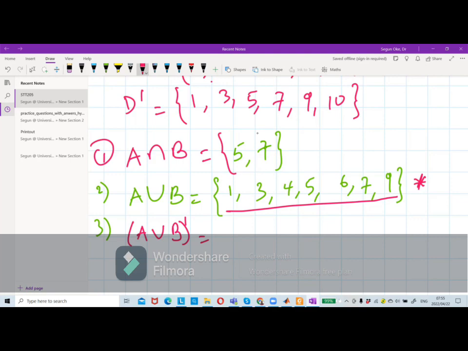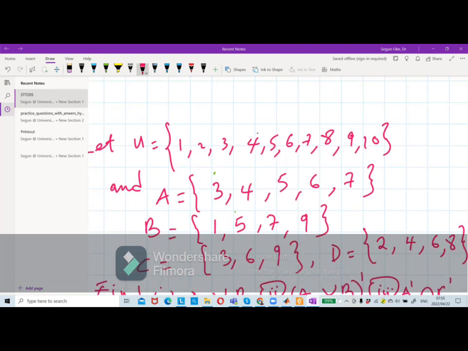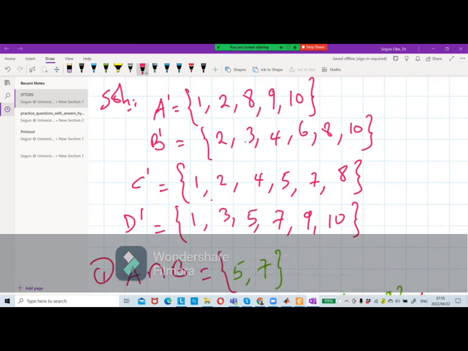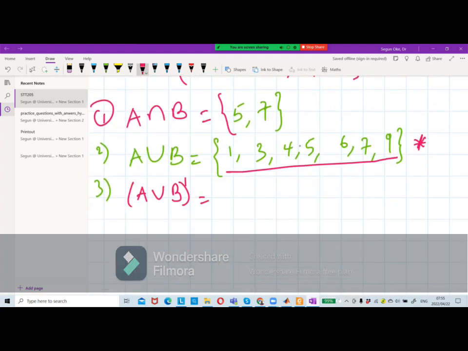So we will go to the universal set. That is, we'll compare it with the universal set. The universal set is here. Any element in the universal set that is not in A union B will be the complement of A union B. So let's look at them. 2 is not here, and it's in the universal set. Yes, 8 is not here, and it's in the universal set, and 10 is not here but is in the universal set. These are the complements.